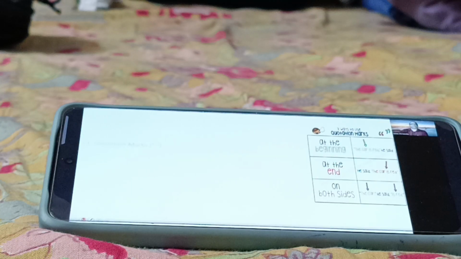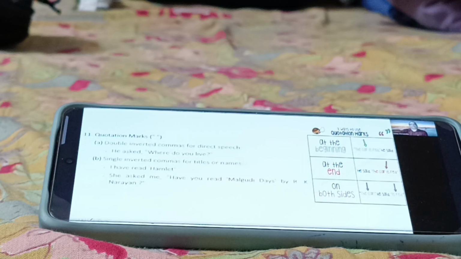Quotation marks. Double inverted commas for direct speech. He asked, "Where do you live?" Double quotes, open and close quotes. Single inverted commas for titles or names. I have read 'Hamlet'. Single quotes. She asked me, "Have you read 'Malgudi Days' by R.K. Narayan?" So double quotes and single quotes, highlighting and emphasizing Malgudi Days.